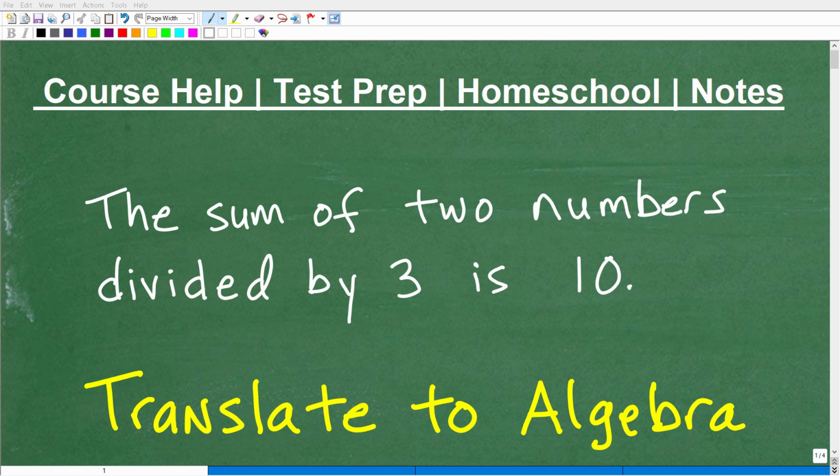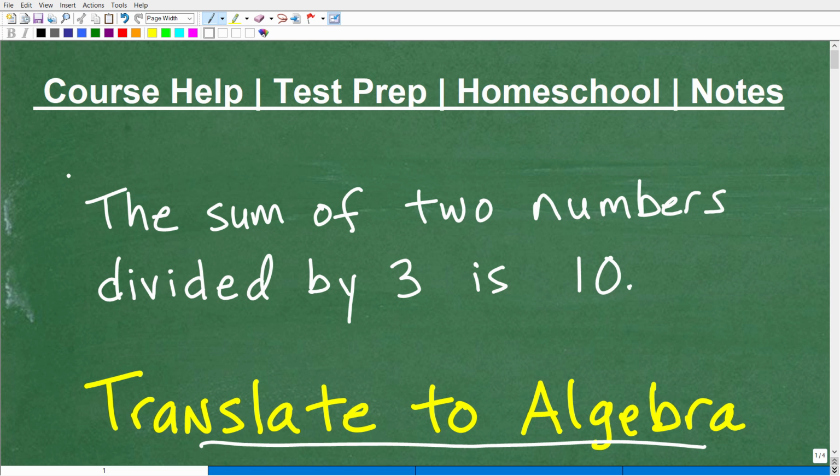Okay, let's talk about the language of algebra. And what we want to do in this particular problem is translate. What we have here is a verbal sentence, and we want to translate this into algebra. Algebra normally is expressed with variables and numbers, but we can also express algebraic concepts or statements by the use of words.